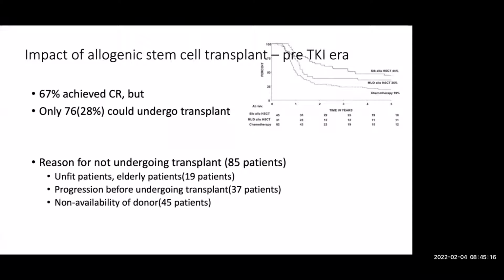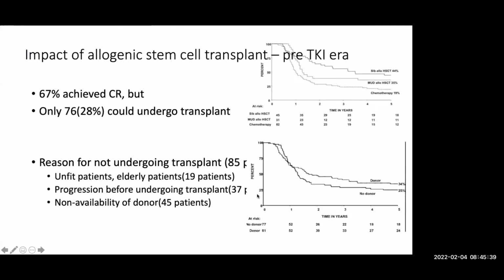Why didn't they undergo transplant? One, because patients were unfit or elderly. Almost 19 patients were unfit or elderly. Before undergoing transplant, 37 patients actually progressed, and there was non-availability of donor in only 45 patients. So almost half the patients had progressed before undergoing transplant.